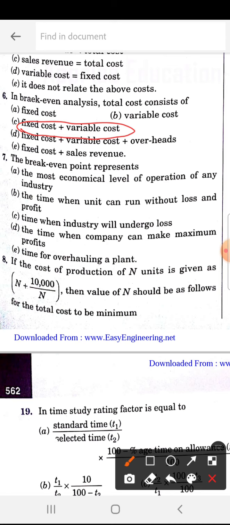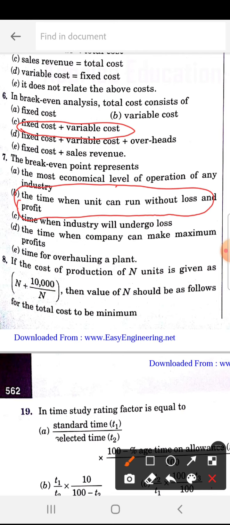Break even point represents what? That is B, the point at which the unit can run without loss and profit. Because without loss and profit means the cost price is equal to the selling price, that is the break even point. We already studied this.